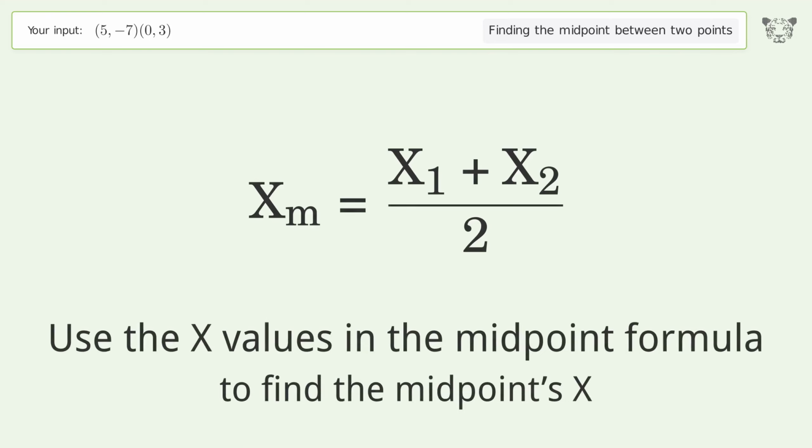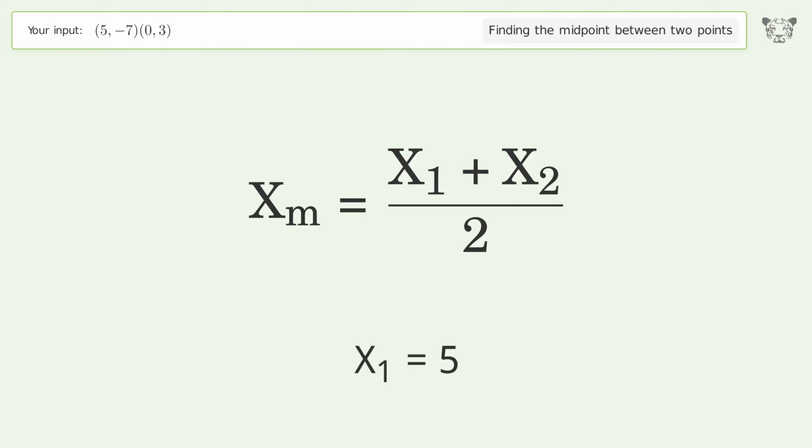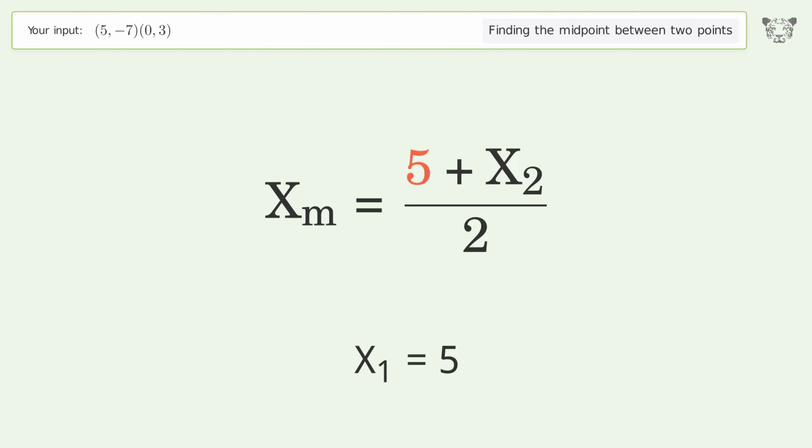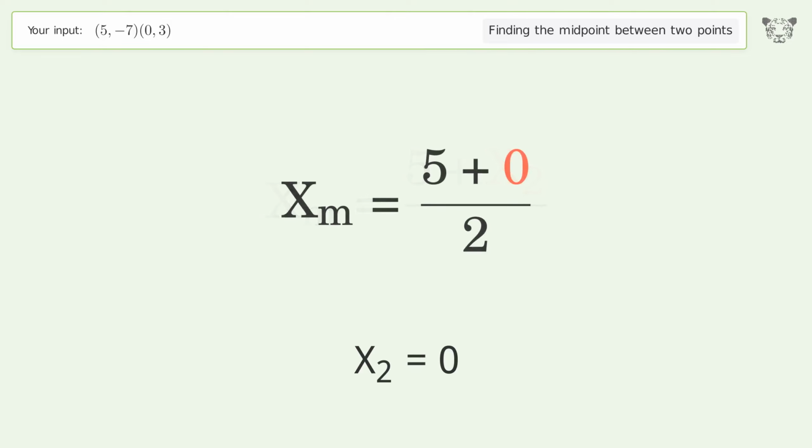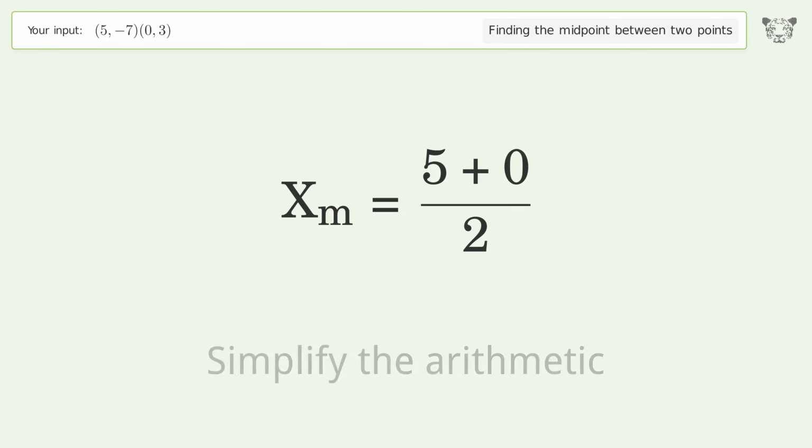Use the x values in the midpoint formula to find the midpoint's x. x1 equals 5. x2 equals 0. Simplify the arithmetic.